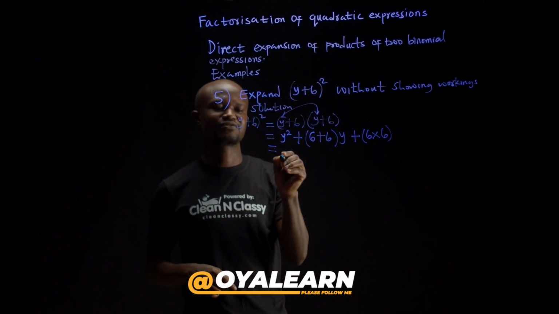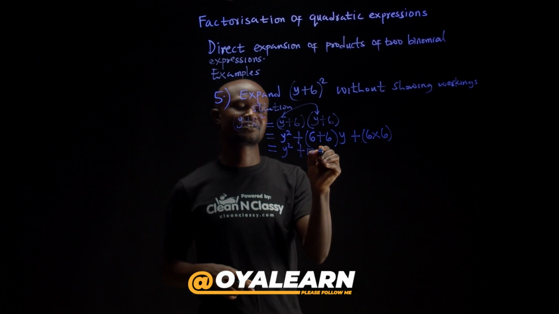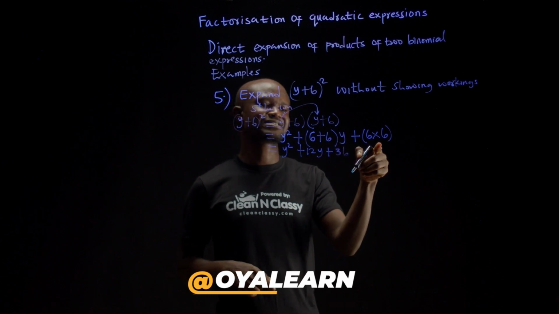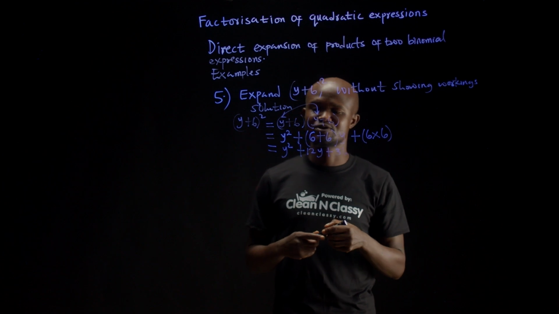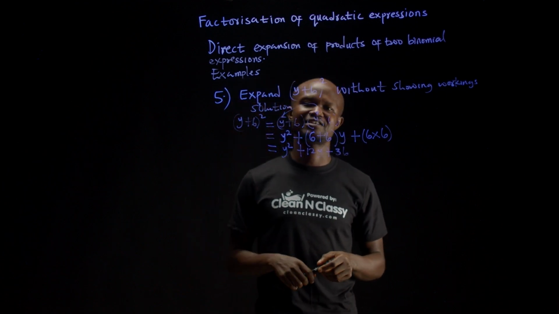So what do we have? We have it to be y squared plus 12y plus 36. 6 times 6 is 36 and 6 plus 6 is 12. So the answer to the question is y squared plus 12y plus 36.